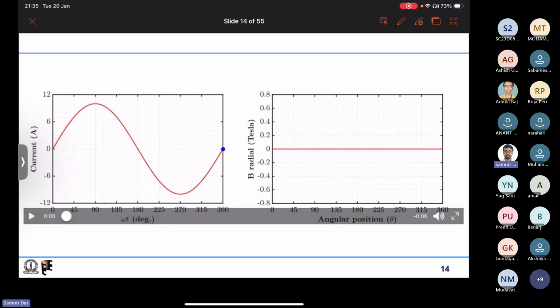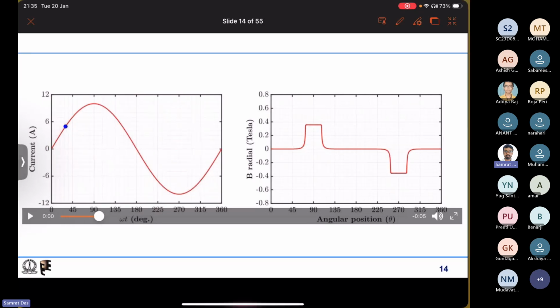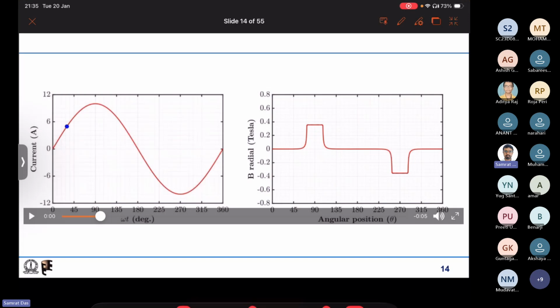Right, I think you have seen that. So I'll just stop it at multiple instances for you. So initially we are at the 0 degree, that is omega t equal to 0 degree, because the current is 0, so there is no flux density in the air gap. Now as we jump to the next point, that is almost omega t equal to 30 degree as far as I remember. So yeah, it is 30 degree only.